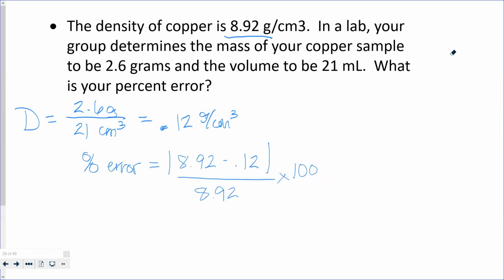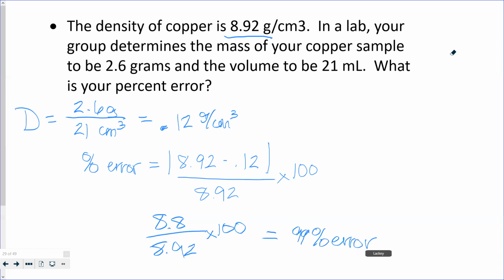I would suggest, because you are doing absolute value of the top, subtract them first, because sometimes you will end up with a negative number, but you need to make it positive. So if you subtract the top, it's 8.8, divided by 8.92, times 100 to make a percentage. Then you can plug in the rest, and we get here that this is going to be about a 99% error.